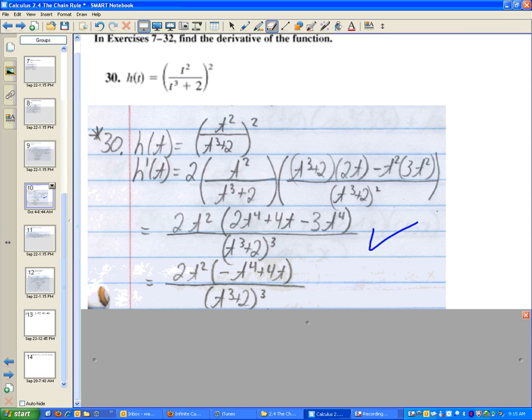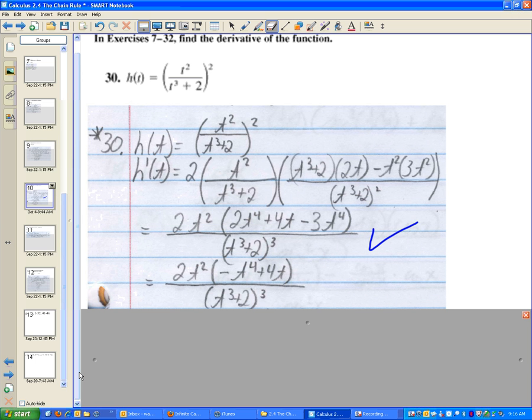I'm happy with that. But inside the parentheses, I do have like terms I can combine. 2t to the fourth and a negative 3t to the fourth is a negative t to the fourth. And I still have the plus 4t. And what do you think? What else can we do?